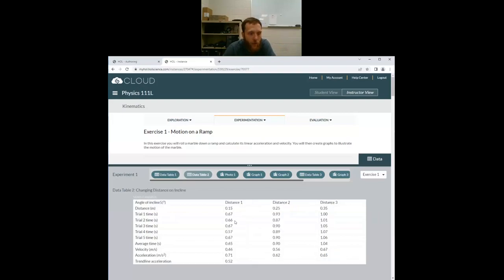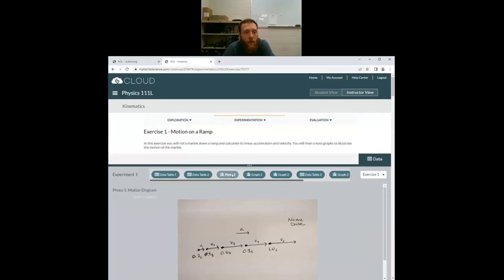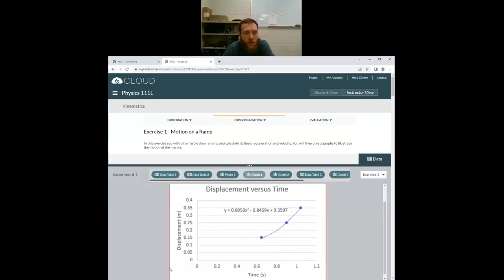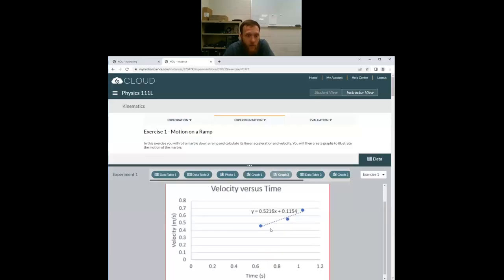But as I was just talking about, in data table two, distance will change, the angle will remain the same. Five different trials, get the average time of each, then you can get the velocity and acceleration. And then here is the quadratic applied to the distance versus time plot. You can see the trend line is this dotted line, so it fits really well. And then for velocity versus time, here are your three data points, and here's its y equals mx plus b.